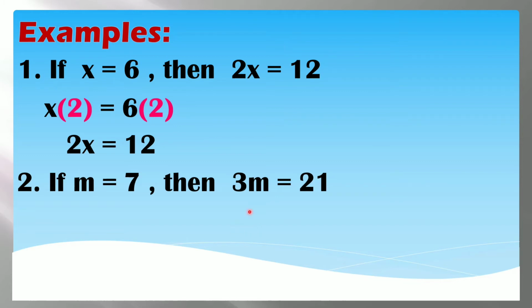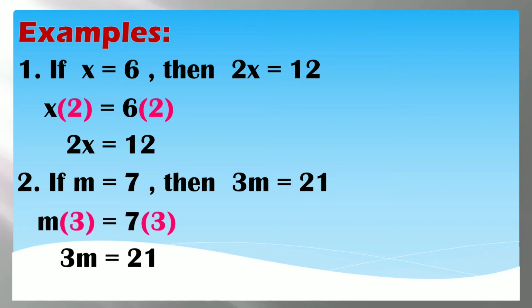Number 2, if m equals 7, then 3m equals 21. Paano siya naging 3m equals 21? Nag-multiply tayo ng 3 both sides. Ayan po. So, sa multiplication property, mag-multiply lang tayo ng number both sides.